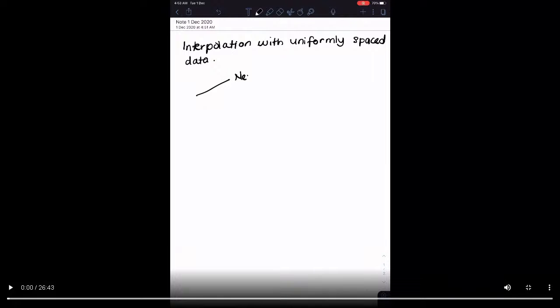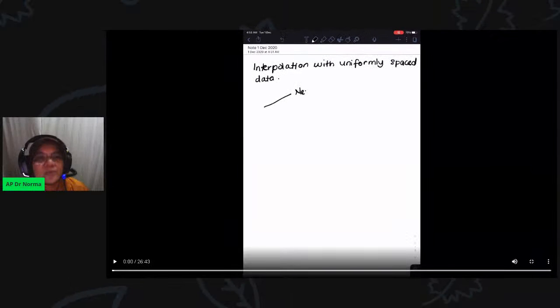There is uniform and non-uniform data. The uniform data we can solve using Lagrange interpolation and Newton divided difference, right? Because for non-uniform data, the size of the interval h is not similar. Now we are solving data using interpolation, but the data is uniform.